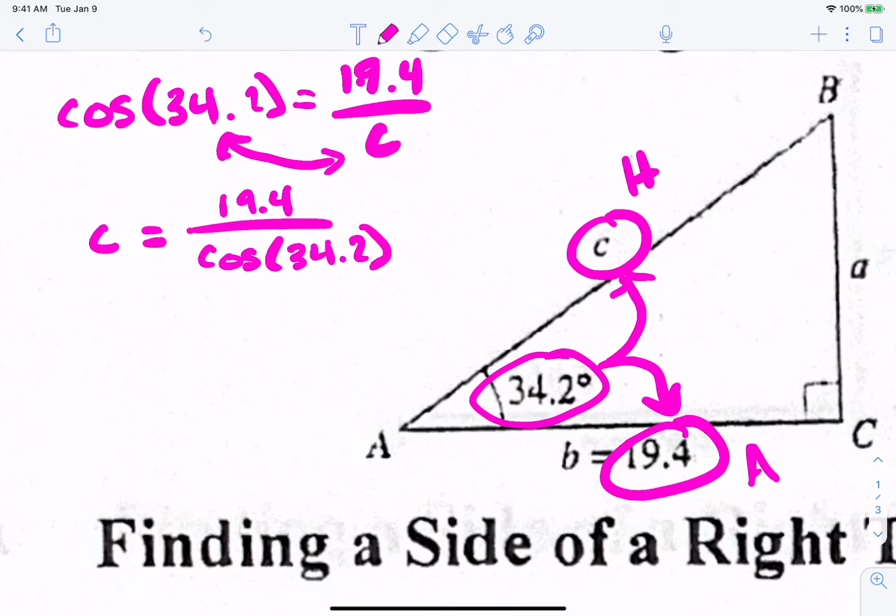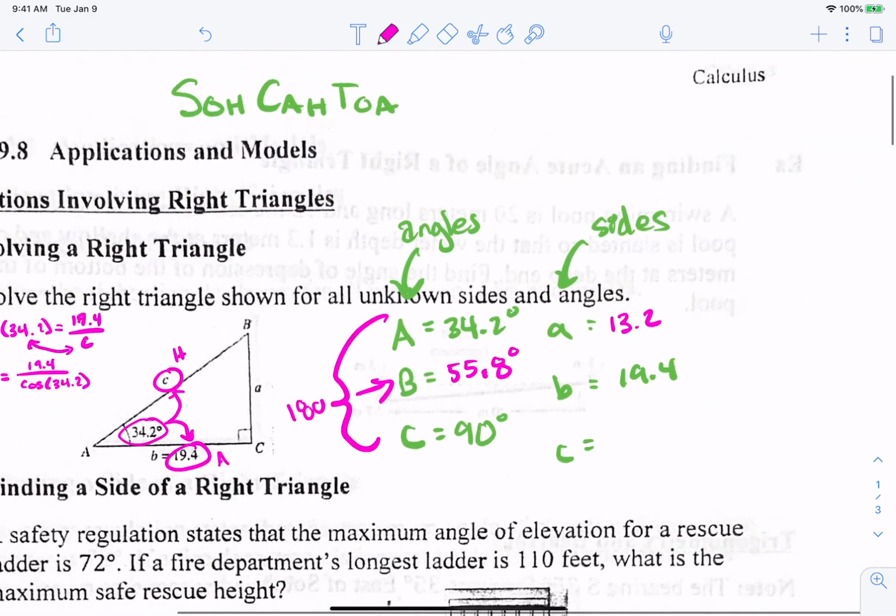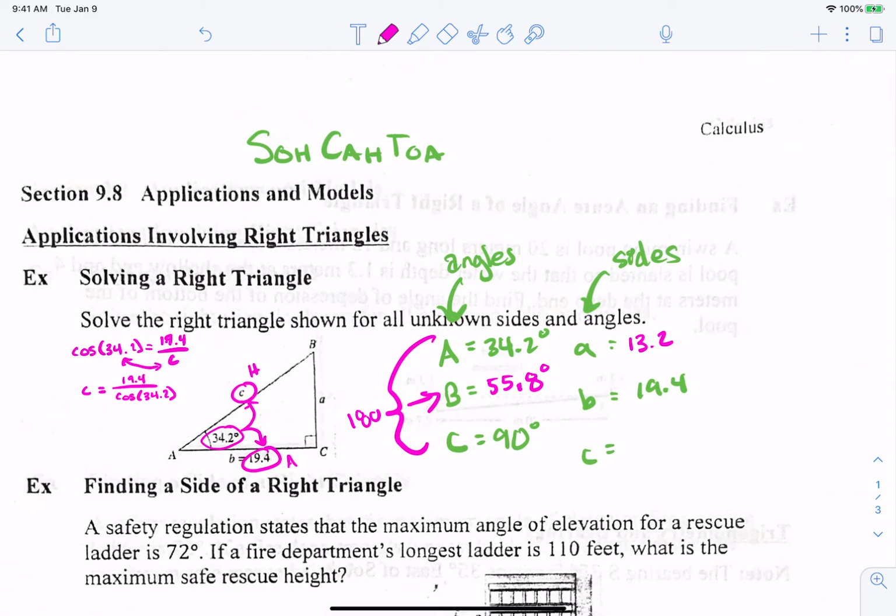Okay, 19.4 divided by cosine of 34.2. What'd you get for lowercase c? The cosine of what? 34.2. 19.4 divided by cosine 34.2.